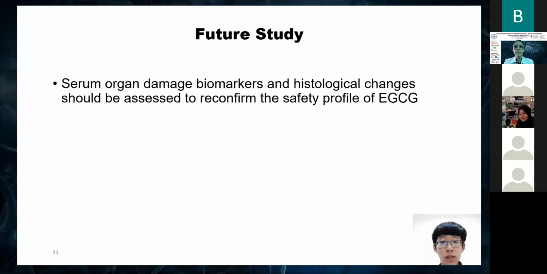Nevertheless, serum organ damage biomarkers and histological changes, which serve as the gold standard in examining tissue or organ damage, should be performed to reconfirm the safety profile of EGCG.